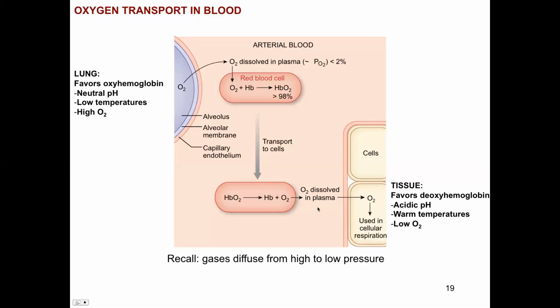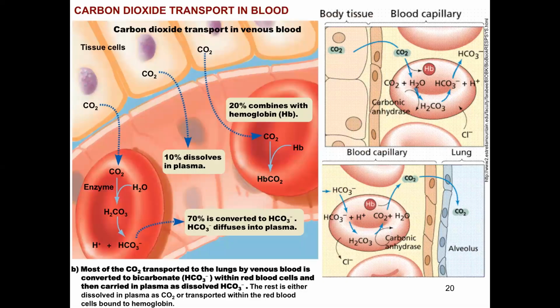Now, CO2, our carbon dioxide, is a little bit different. First of all, CO2 is quite soluble in plasma. It's more soluble in water than is oxygen. So we have three ways that we carry CO2. Now let me talk about the first two first, because I think they make the most sense at this point in the course. So the first one is just dissolved in the plasma. So 10% of our CO2 can dissolve in the plasma, and it's just carried as CO2 in plasma.